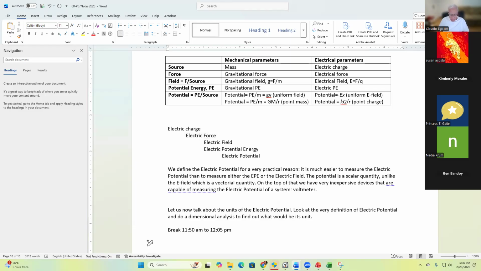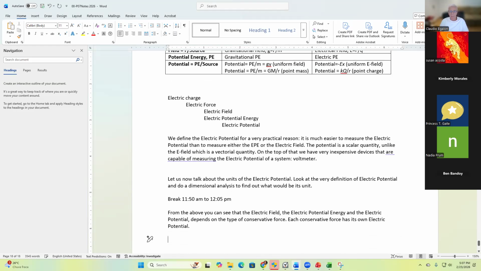So from the above, you can see that the electric field, the electric potential energy and the electric potential depend on the type of conservative force. Each conservative force, right, has its own electric potential. And the definition is given just by what I showed to you, right?